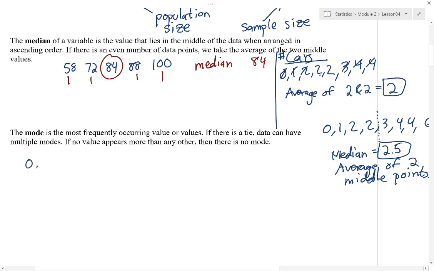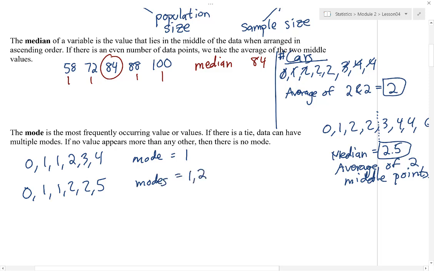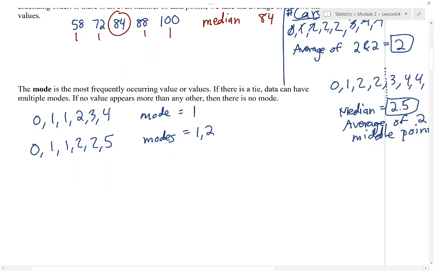So if you have a data set like this, then the mode is going to be 1, because 1 occurs most often. If you have a data set like this, you have what we call bimodal data. 1 and 2 are kind of tied. If there's a tie between a lot of numbers, or no number occurs more than once, then there's no mode. And that's pretty much all I'm going to say about mode. Like I said, we're not going to use that too often.